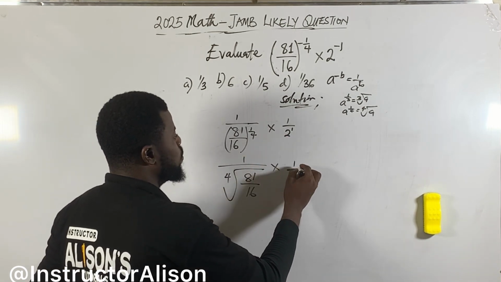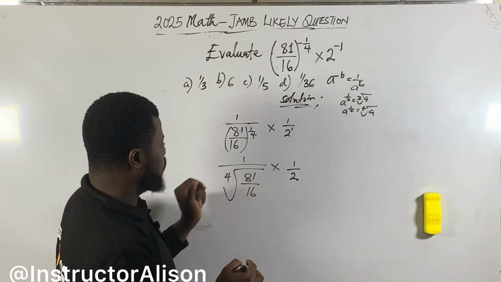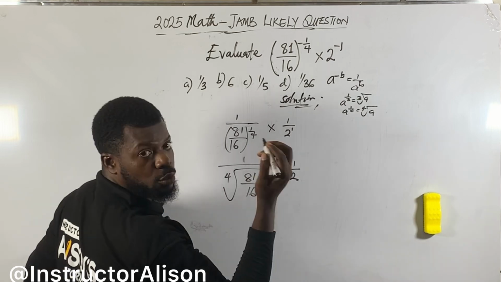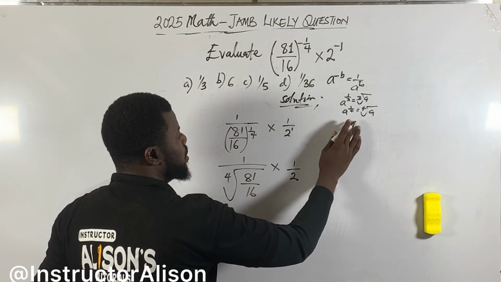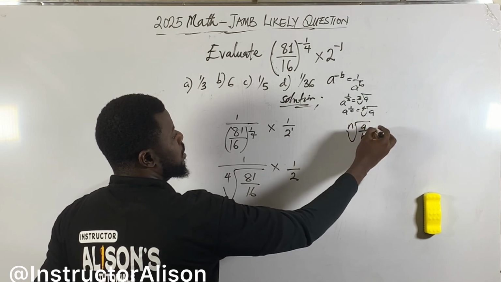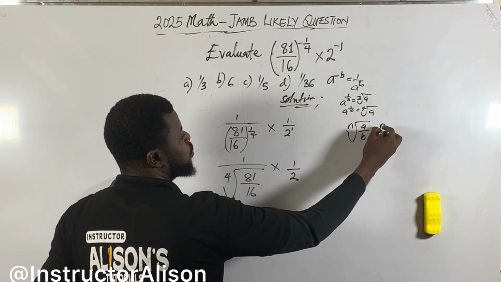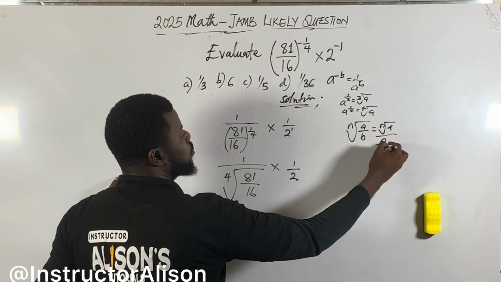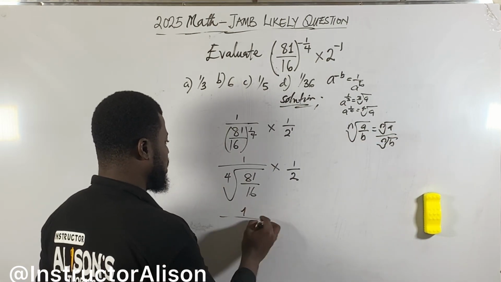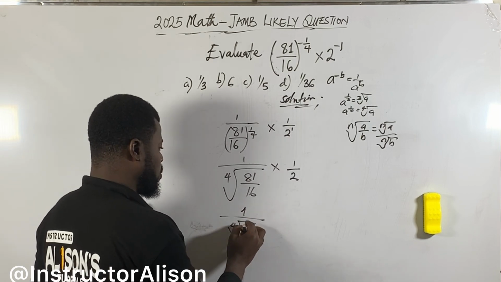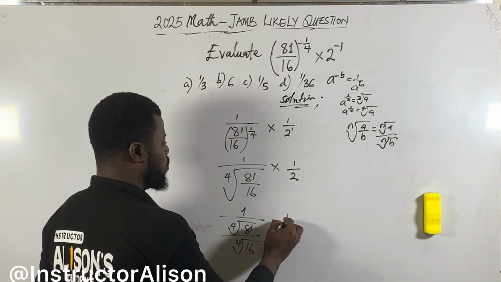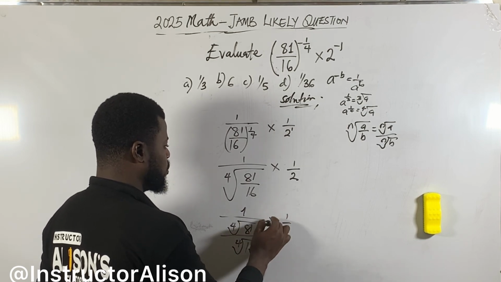Times this 1 over 2. What will you do for this place now? First, ask yourself, what will be the 4th root? According to the law, if you get the nth root of, let's say, a over b, this will be the same thing as the nth root of a over the nth root of b. So this one now, I put them as 1 over the 4th root of 81 all over the 4th root of 16, times 1 over 2.